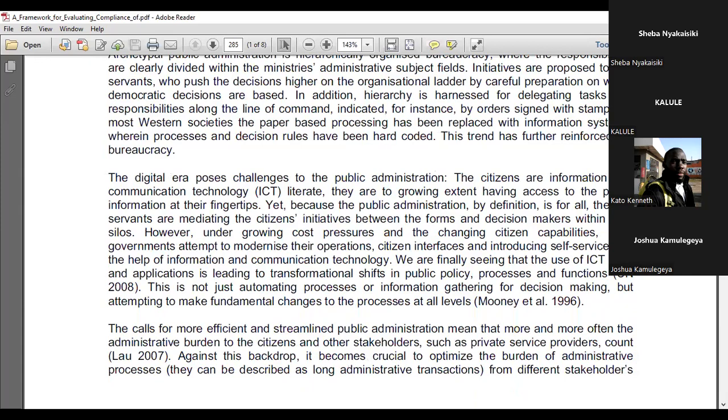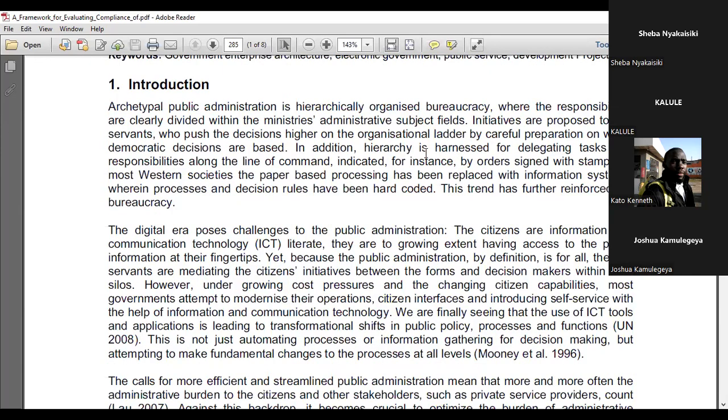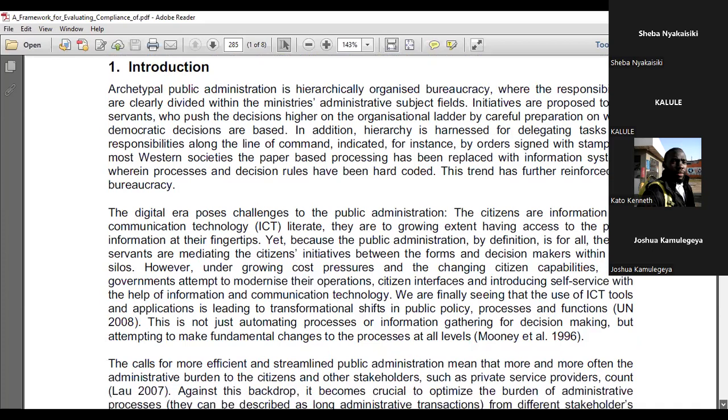So let us start with the introduction. The archetypal public administration is a hierarchically organized bureaucracy, where the responsibilities are clearly divided within ministries, administrative subject fields. Initiatives are proposed to civil servants who push the decisions higher on the organizational ladder. So let's come to the ICT part.